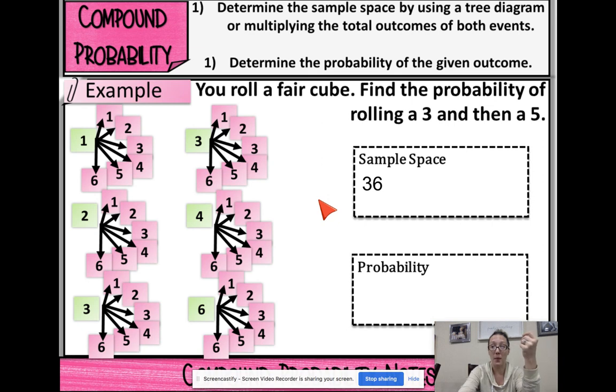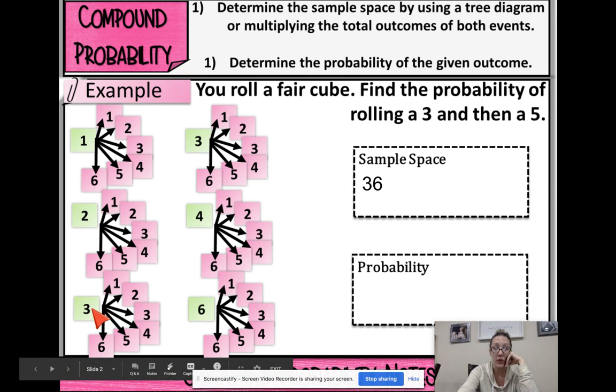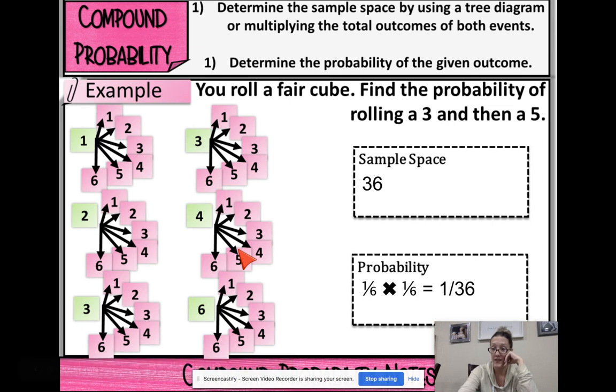When we think about probability, how many of these options start with a 3 and then have you rolling a 5? Well, just one of them. So that probability would be 1 out of 36. But another way you could have gotten this without doing the tree was saying, what's the probability of rolling a 3 the first time? 1 out of 6. What's the probability of rolling a 5 the second time? 1 out of 6, because there's 1 five on there out of 6 sides. 1/6 times 1/6 gives you that 1 over 36.